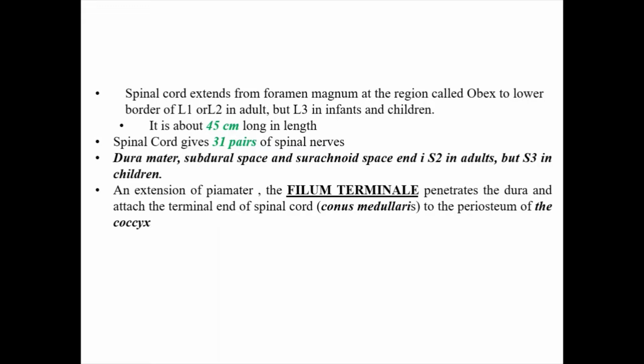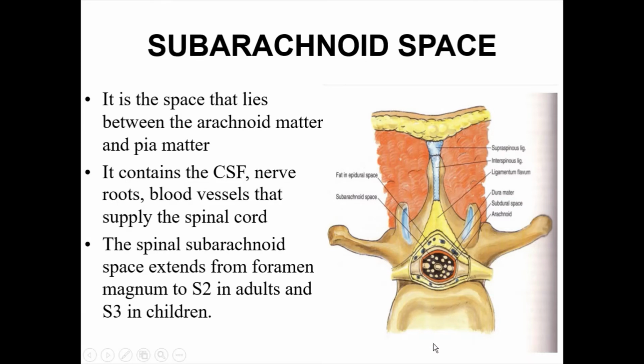Friends, as we have seen, the spinal cord extends from the foramen magnum at the cervical cord base to the lower border of L1 or L2 in adults, but L3 in infants and children. It is about 45 centimeters in length. The spinal cord gives 31 pairs of spinal nerves. The dura mater and subdural space end at S1, S2 in adults, but S3 in children. An extension of pia mater, which is the filum terminale, penetrates the dura and attaches the terminal end of the spinal cord, which is the conus medullaris, to the periosteum of the coccyx.